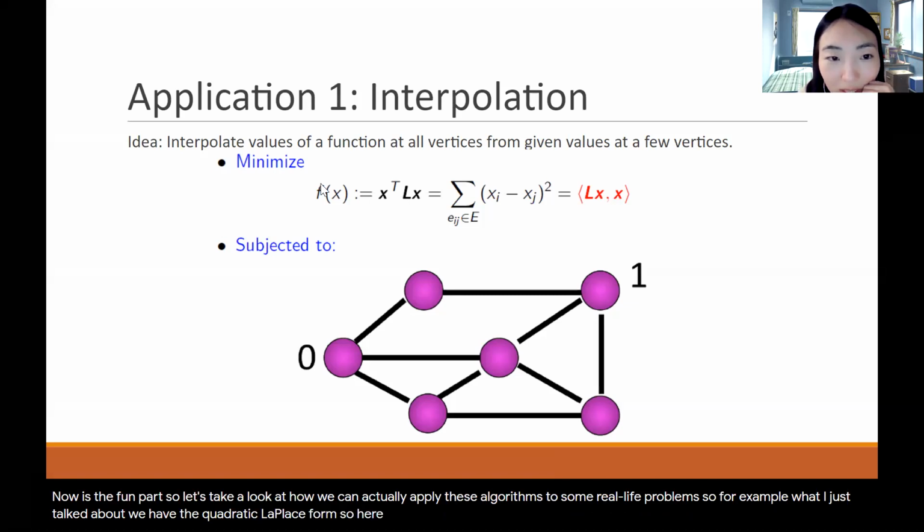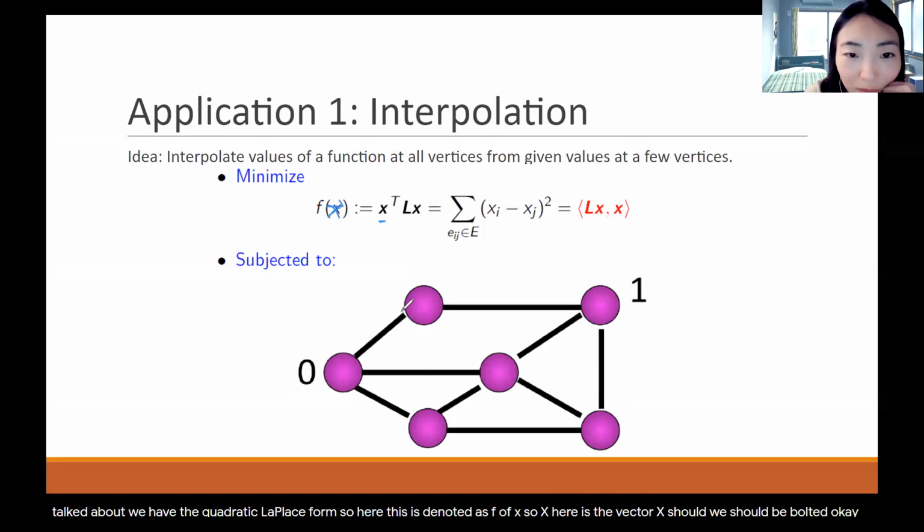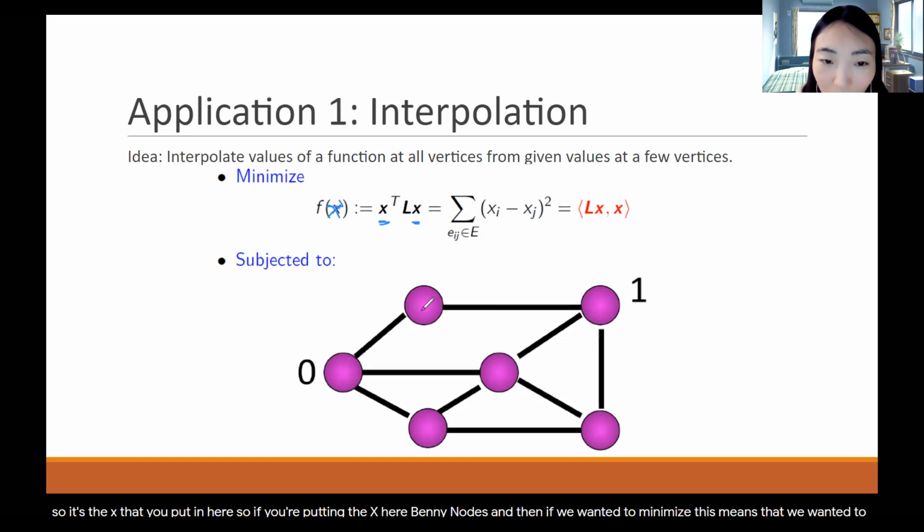So here, this is denoted as f of x. So x here is the vector x, should be bolded. Okay, so it's the x that you put in here. So if you put in the x here, meaning the values of all of these nodes, and then if we wanted to minimize this, it means that we wanted to minimize the difference between all of the nodes here, to make sure that the sum of the different squares is at its minimum.